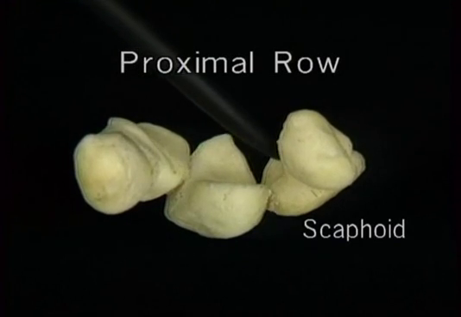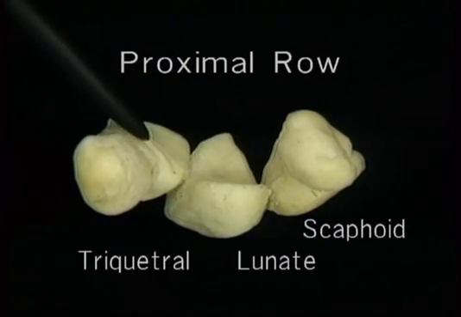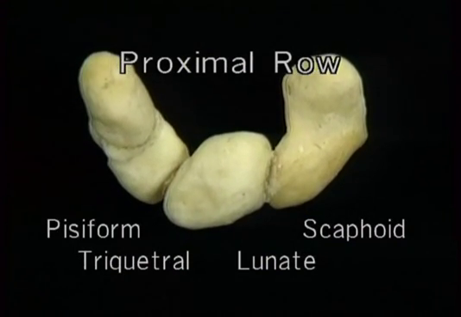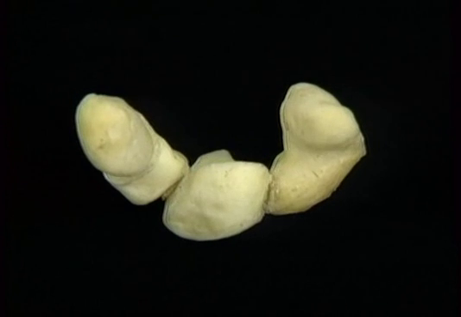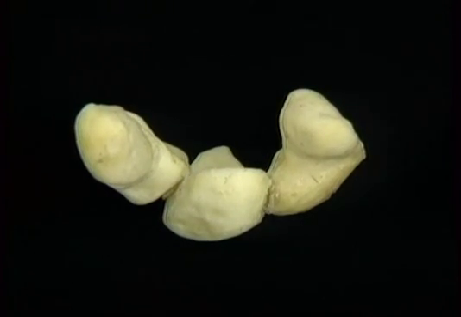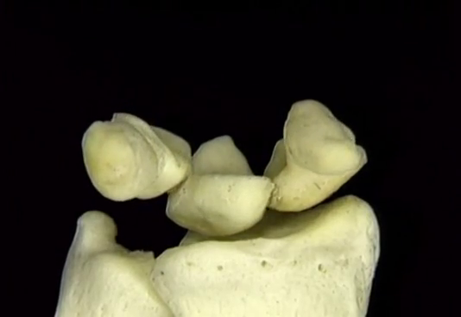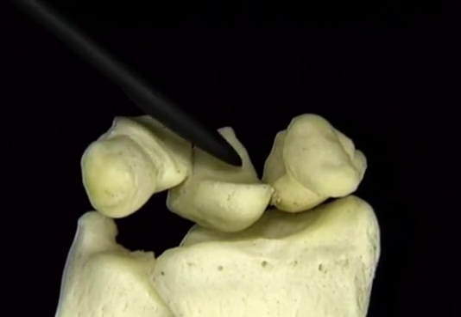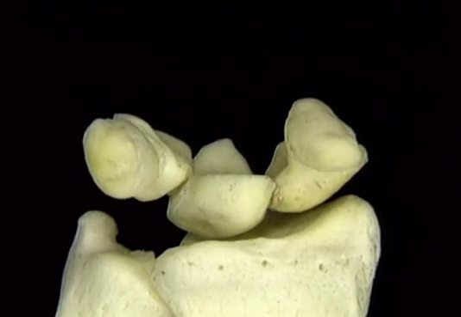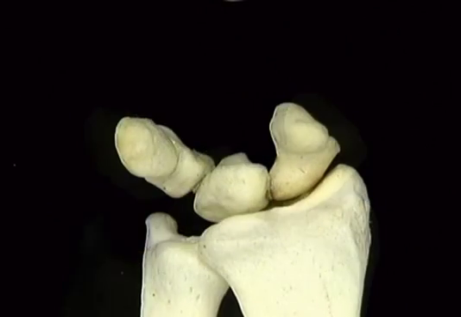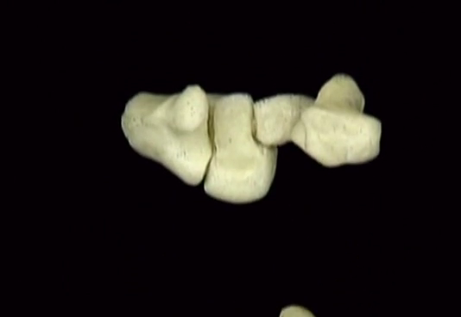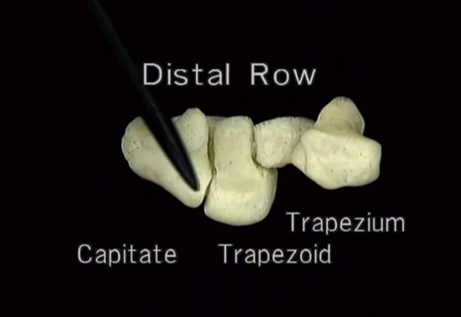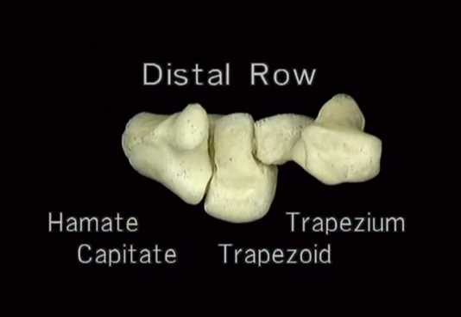The 4 bones of the proximal row are the scaphoid, the lunate, the triquetral, and the pisiform, which sits by itself on the triquetral. The scaphoid, the lunate, and part of the triquetral articulate with the distal end of the radius to form the radiocarpal joint. The distal surface of the proximal row forms a deeply concave notch which the bones of the distal row fit into. The bones of the distal row are the trapezium, the trapezoid, the capitate, and the hamate.